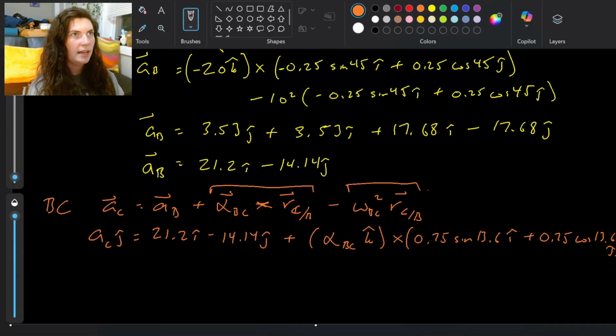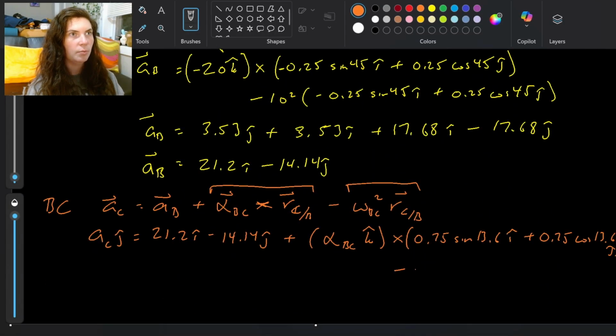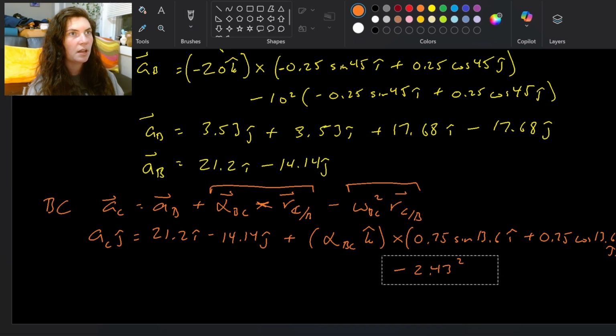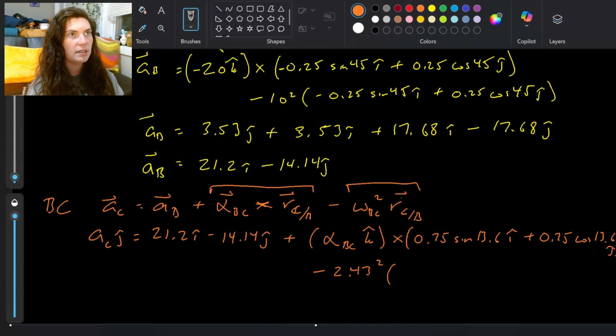And then finally our last term, omega BC, which they gave us as 2.43. So minus 2.43 squared times that same r vector again: 0.75 sine 13.6 I hat plus 0.75 cosine 13.6 j hat.